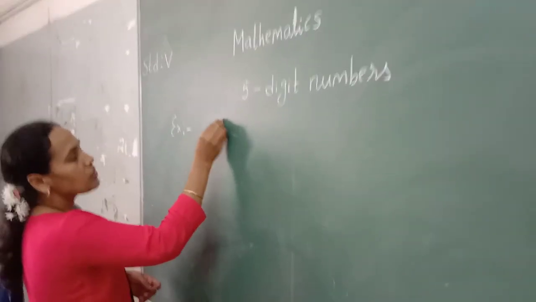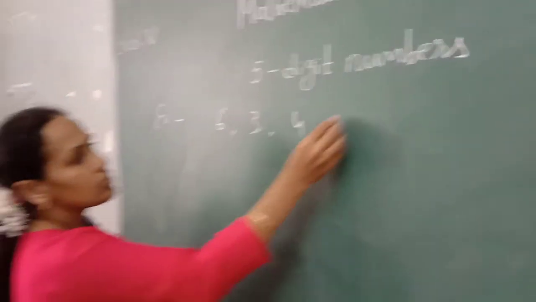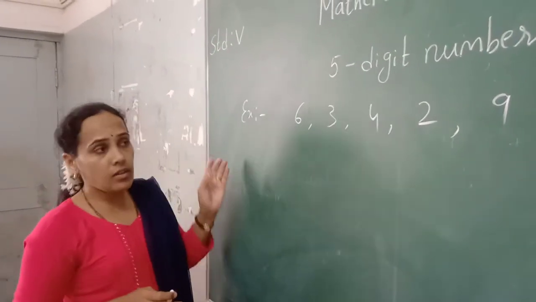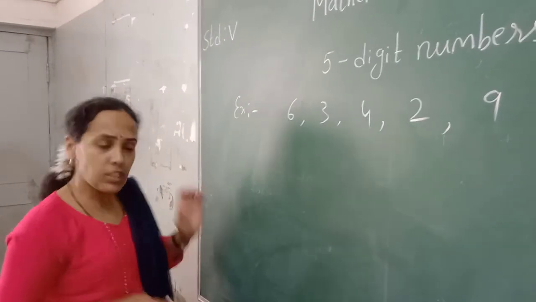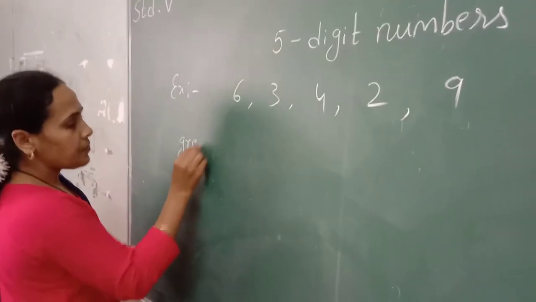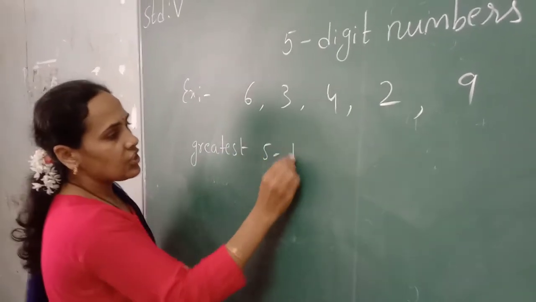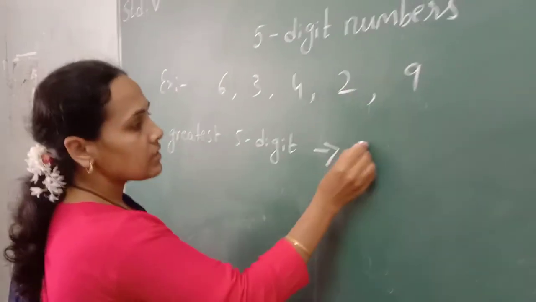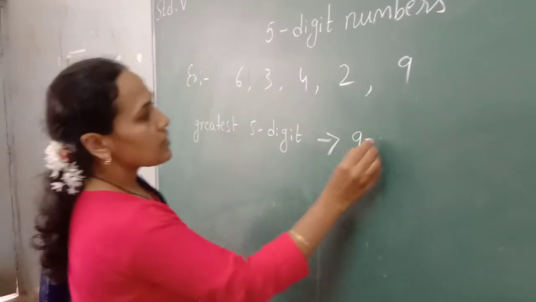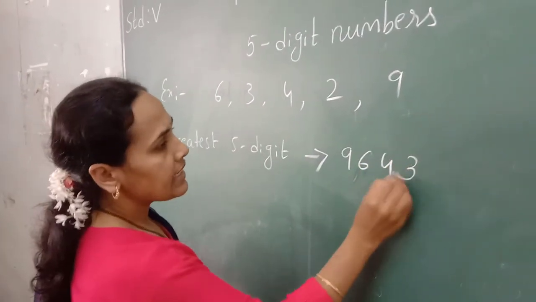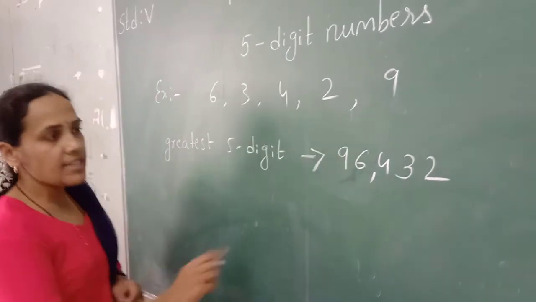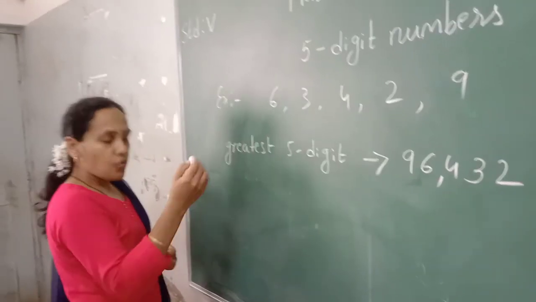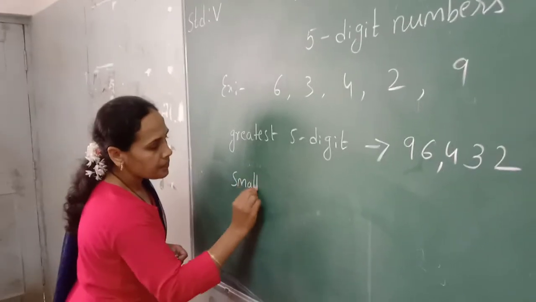Example: 6, 3, 4, 2, 9. Now these digits I will arrange as both the greatest 5-digit number and the smallest. If I want the greatest 5-digit number, I have to arrange these numbers in descending order, like 9, 6, 4, 3, 2. After putting the comma, this number is read as 96,432.